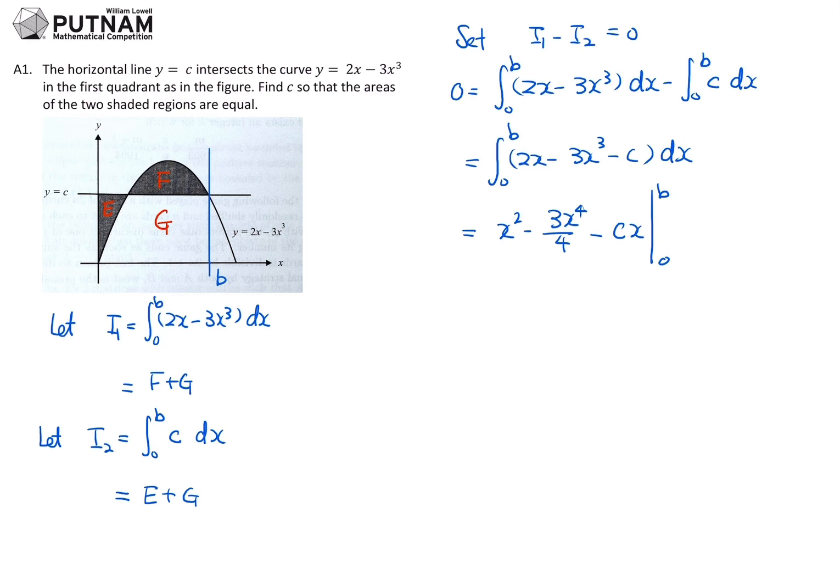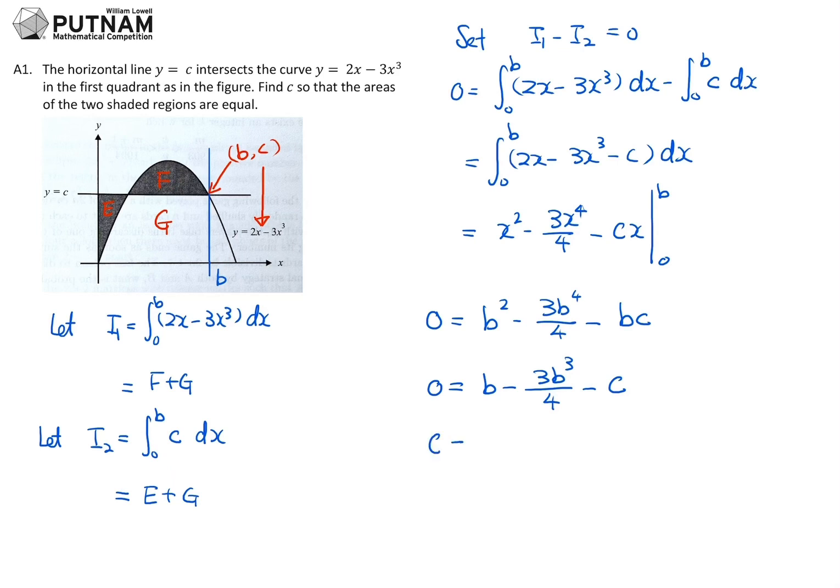Substituting the upper limit, we have 0 equals b squared minus 3b to the 4th divided by 4 minus bc. The lower limit is just 0. There's a common factor of b which we can cancel, so we have 0 equals b minus 3b cubed divided by 4 minus c. And now we have two unknowns and one equation, so we need a second relationship. Going back to the graph, we can see that the point (b, c) is on the curve y equals 2x minus 3x cubed. So we have the additional relationship c equals 2b minus 3b cubed.